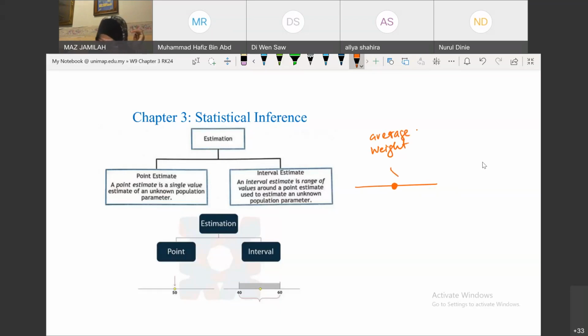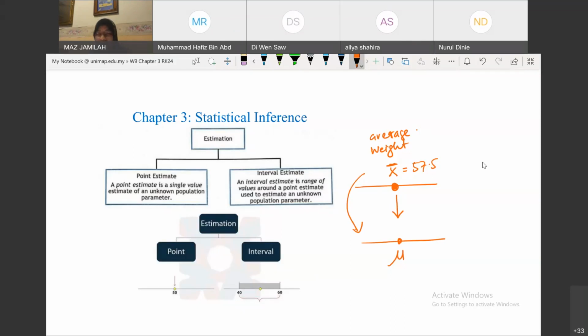So X bar can be estimated using one point. For example, let's say the X bar is 57.5. So this is a point estimation. A point estimate is a single value estimate of an unknown population parameter. By using our sample mean, we are estimating our population mean. So this is statistical inference for the population mean. And you can also have what we call an interval estimate.